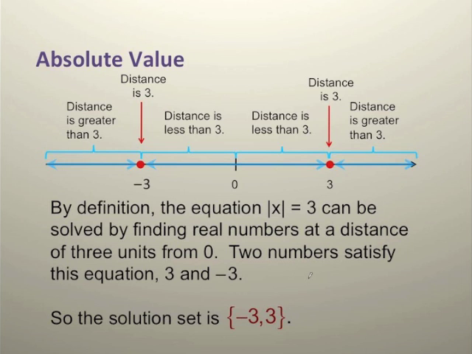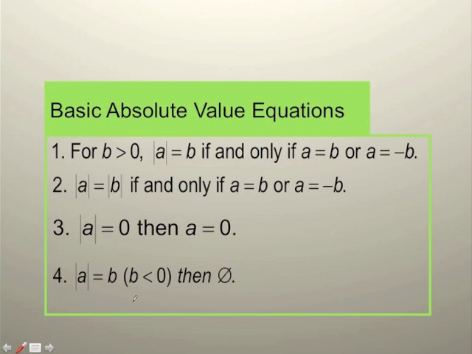We have to remember some basic things about absolute value equations when solving them. If b is greater than 0, or b is positive, the absolute value of a equals b if and only if either a equals b or a equals negative b. If I have the absolute value of a equals the absolute value of b, that is true if and only if a equals b or a equals negative b. So notice this is the same whether the second part is a plain number or an absolute value.